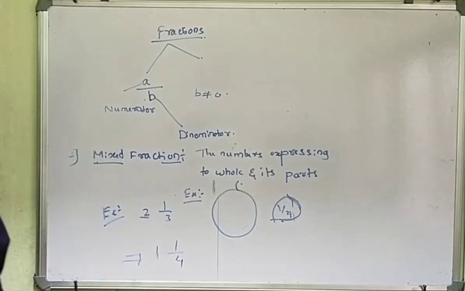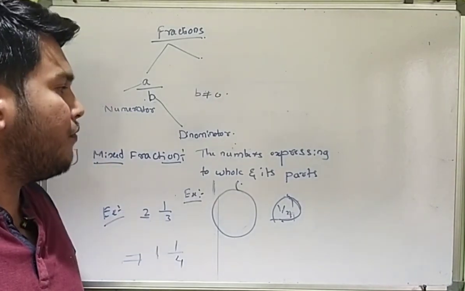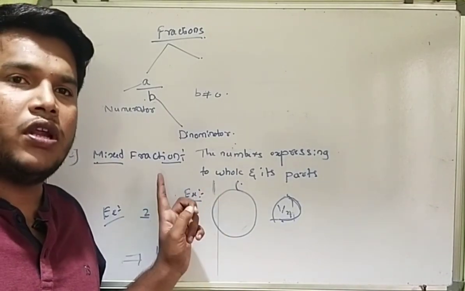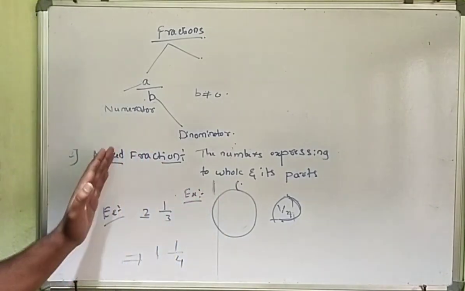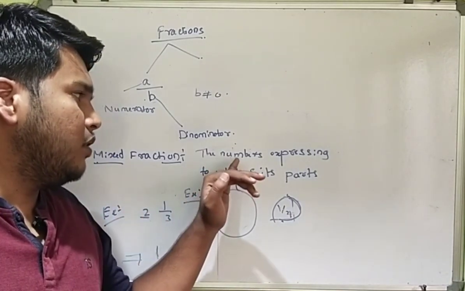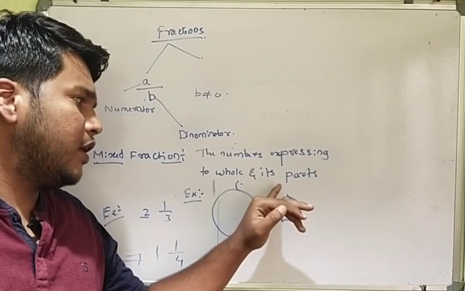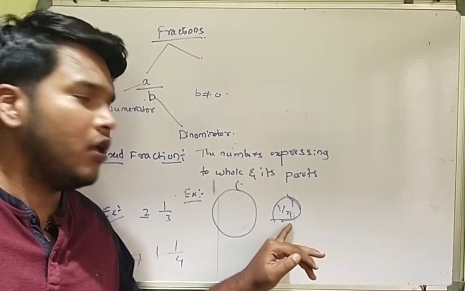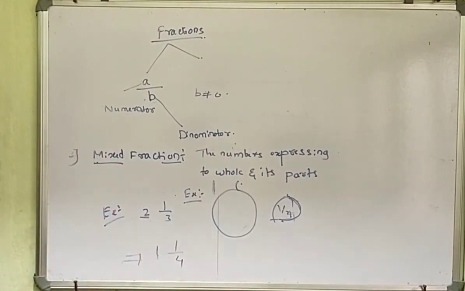Similarly, the second one is improper fraction. In the improper fraction, the numbers are expressed in the form of a by b, but the condition is that the numerator should be greater than the denominator. Lastly, the final definition is the mixed fraction. In a mixed fraction you have the numbers expressed as a whole and its part. So this is the whole and this is the part. I hope you understood the definition of fraction and the types of fraction.